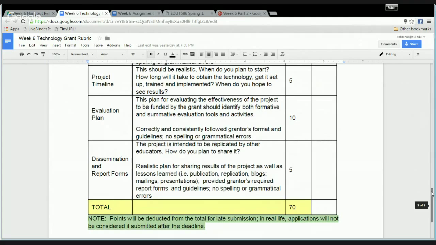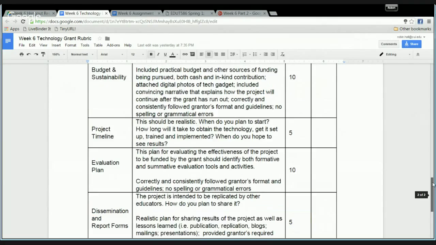Dissemination and report forms. How is the project intended to be replicated by other educators? How do you plan to share it? What's a realistic plan for sharing the results of your project, as well as the lessons you've learned? Are you going to publish? Are you going to replicate it? Are you going to keep track of it on a blog? Are you going to do mailings? Are you going to do presentations? That's part of the grant application as well.